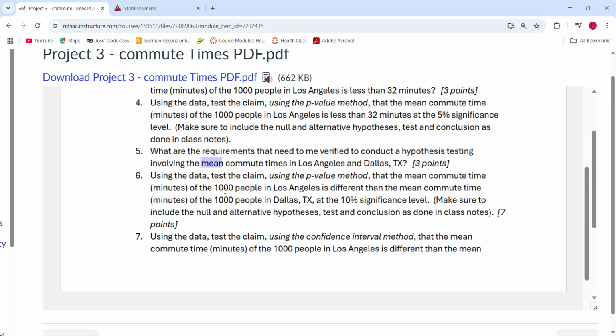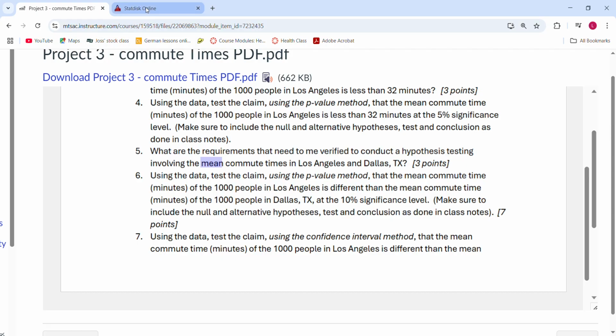And then number 6 is actually conducting that test using the p-value method, that the mean commute times in minutes of 1,000 people in LA is different than the mean commute times in minutes of 1,000 people in Dallas at the 10% significance level. So the difference between number 4 and number 6 is that number 4 only has one sample that we're dealing with, one population of commuters, and that's coming from LA. Whereas number 6, we're dealing with people coming from not just LA, but also Dallas, Texas.